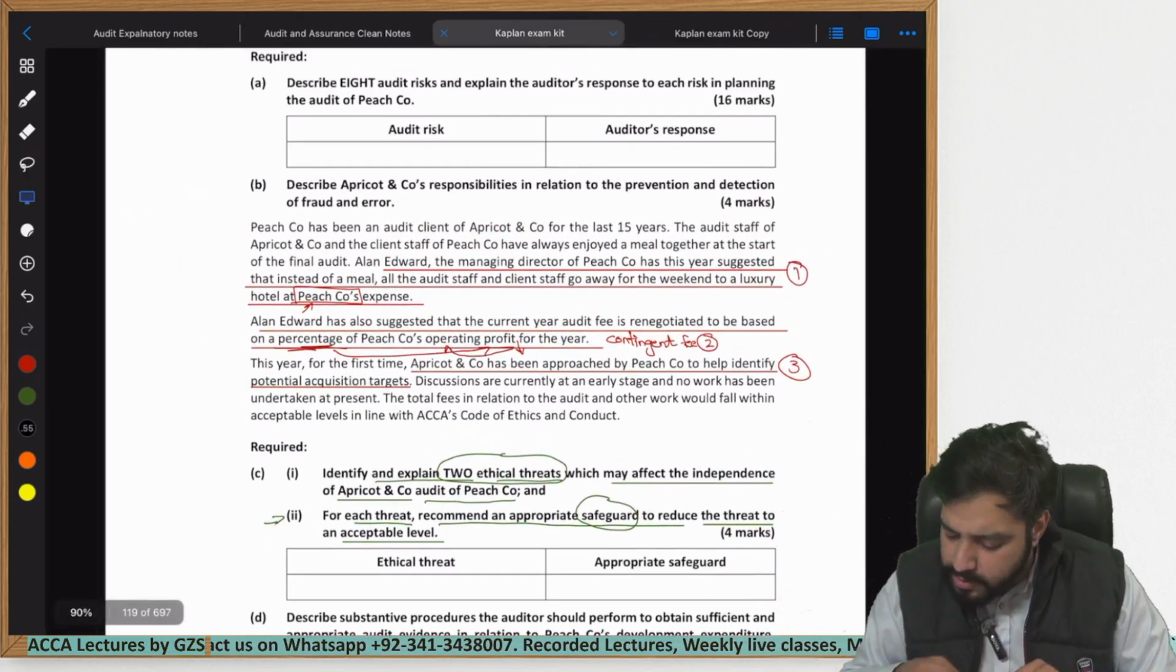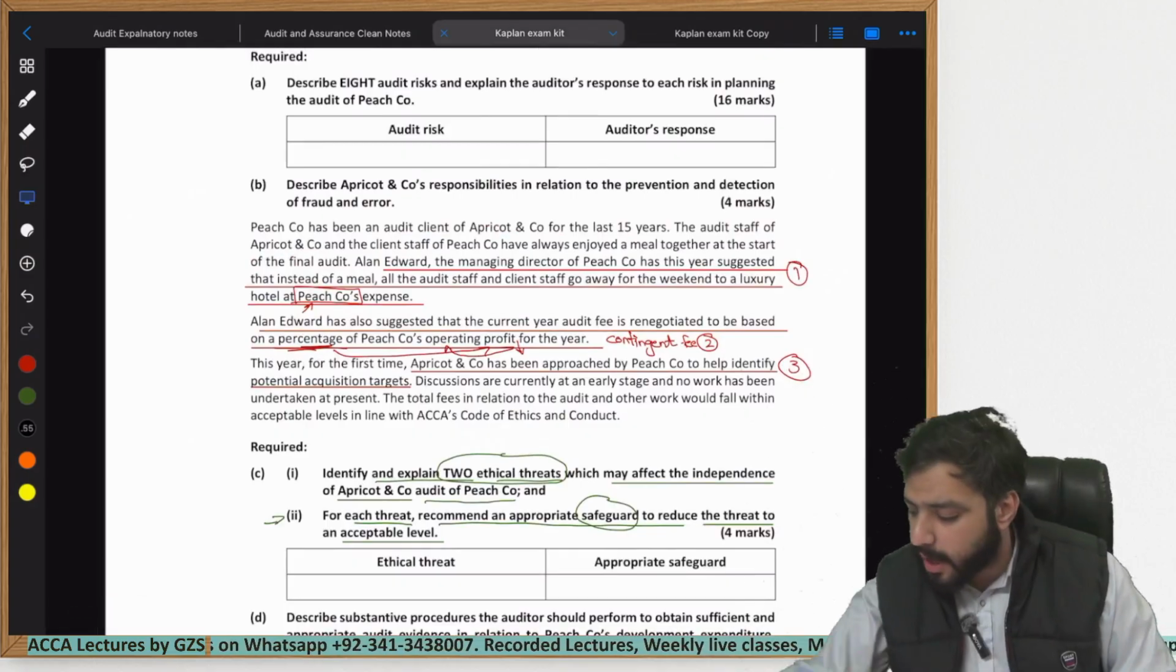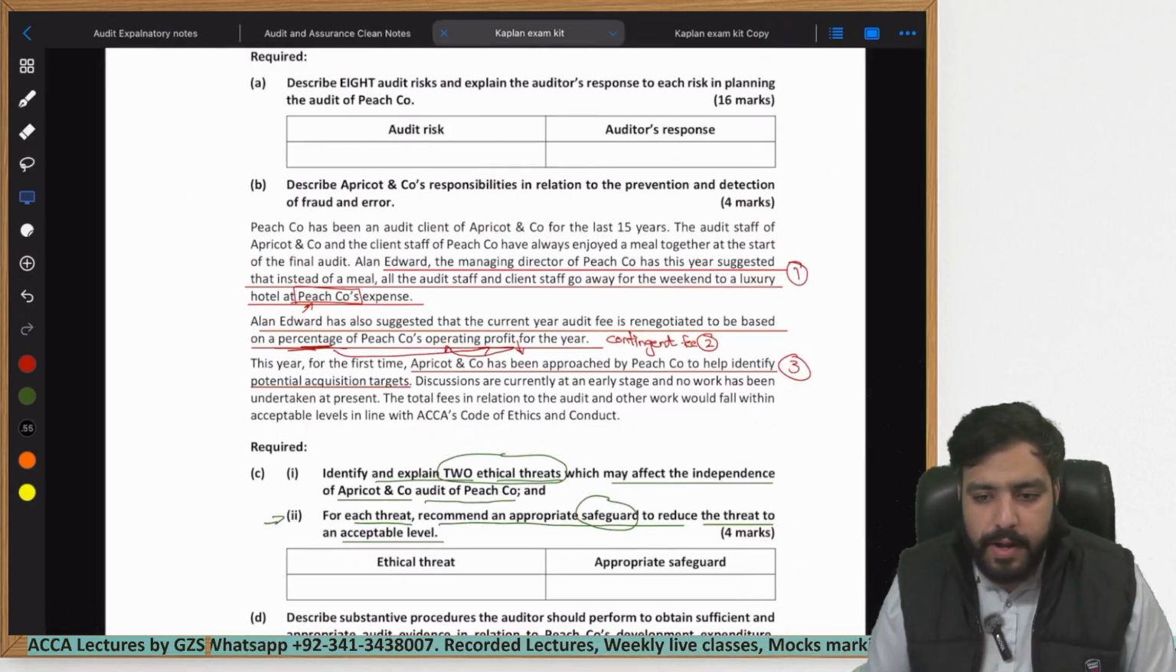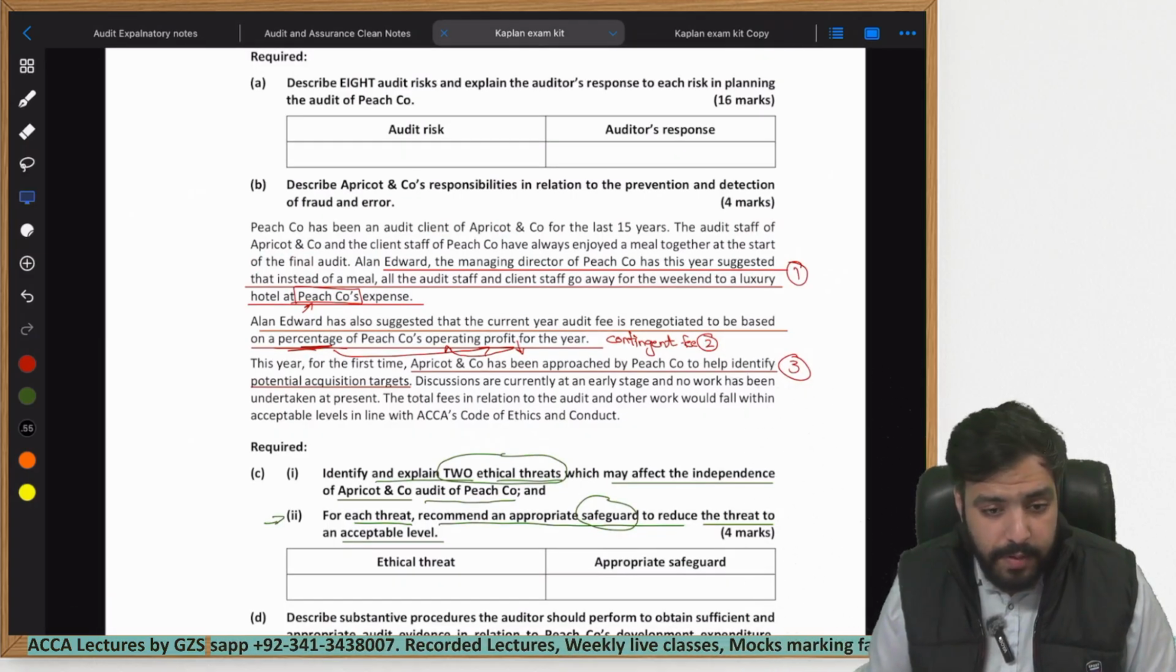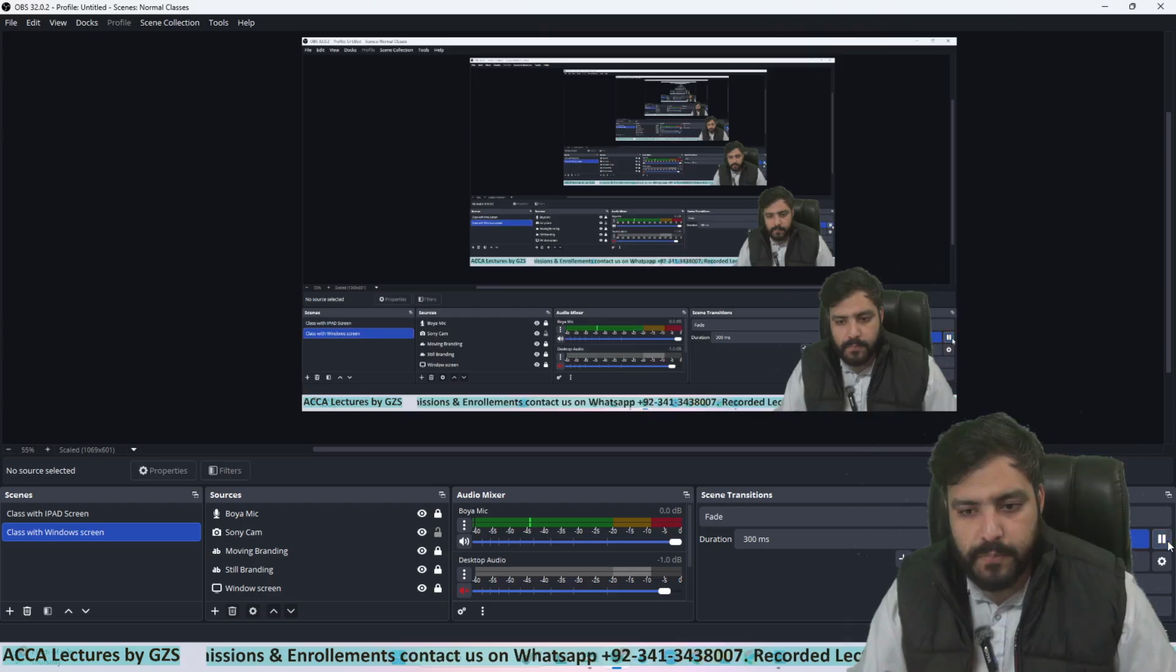Now, as we have identified the three different types of threats in this question, we are going to move towards our word file and try to write down the answers ourselves. Let me get ready the word file. Let me open up the word file first of all, and then I'll resume the lecture.